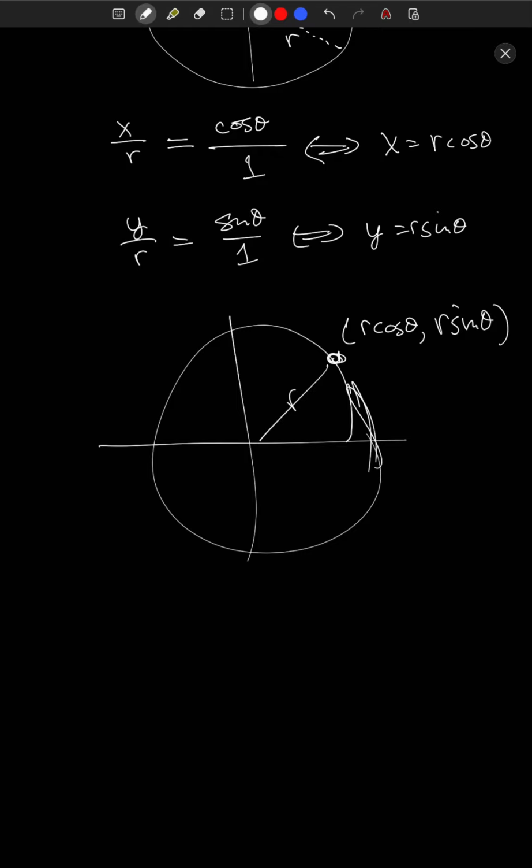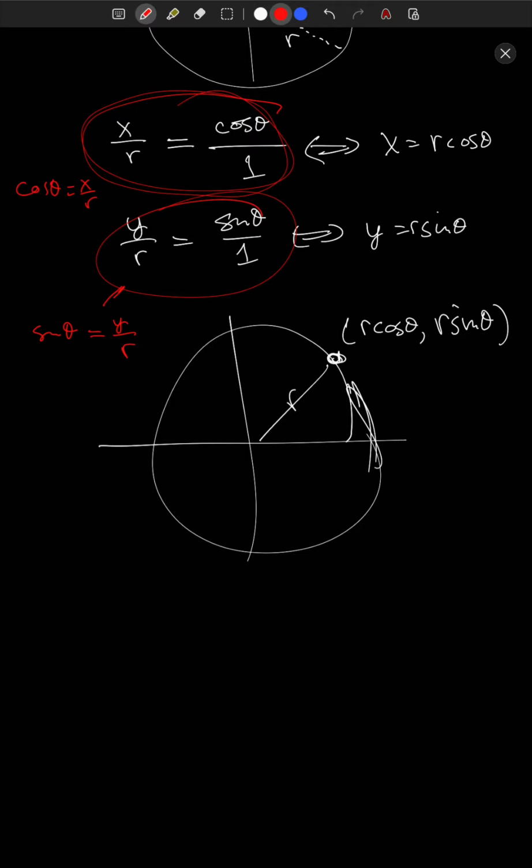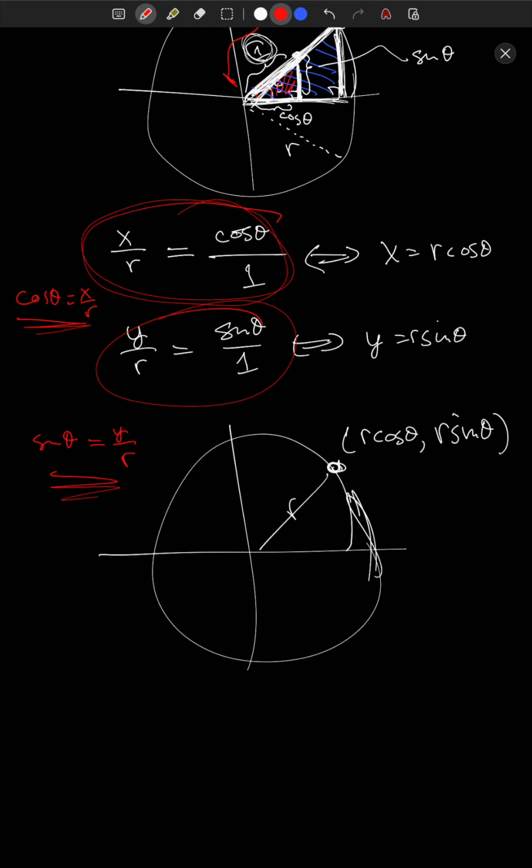One way you can actually look at this is, if we look at this here, it says that cosine theta equals x over r, and this here says sine theta is equal to y over r. So an alternate definition we could have given for sines and cosines is that cosine is the x coordinate, from here to here, divided by how far we are from the origin.